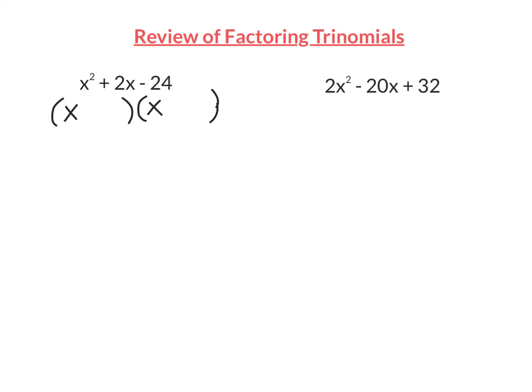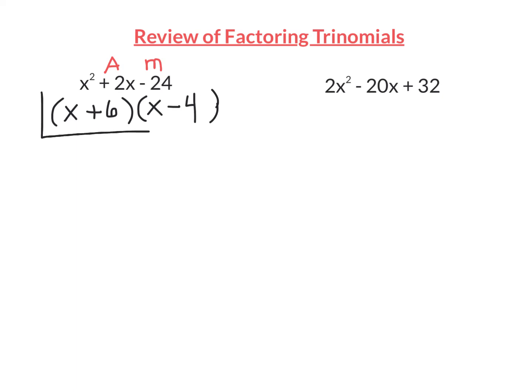And then what we're going to do is come up with two numbers that add to this middle term, so add to 2, and multiply to this last term, so multiply to negative 24. Okay, so it may take a little bit of trial and error, but two numbers that multiply to negative 24 and add to positive 2 are going to be positive 6 and negative 4. Okay, so that is our answer.